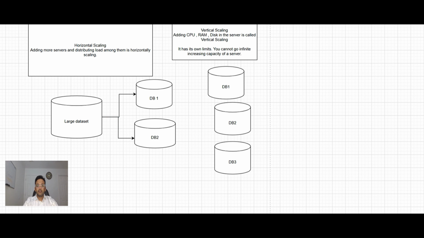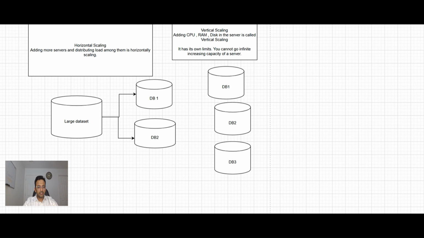So now you know how horizontal scaling works, and we split the data into chunks and distribute it among the servers to uniformly distribute the load. Now let's come back to the mechanism of how we will distribute this data. So I'm taking an example here.